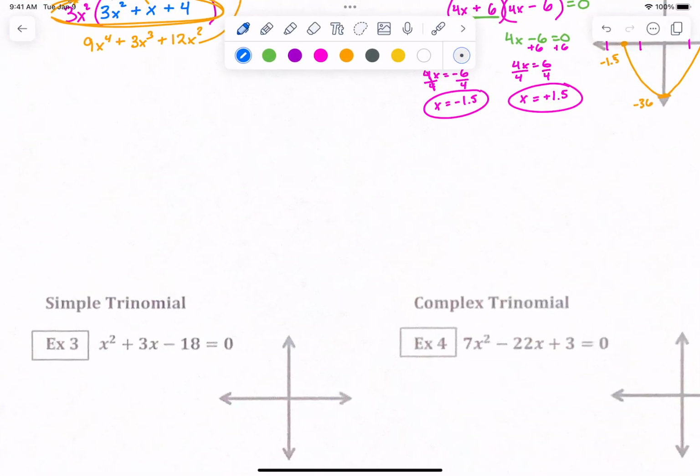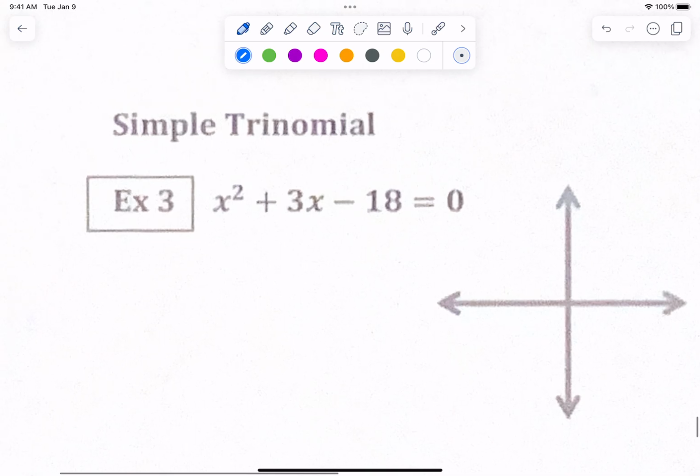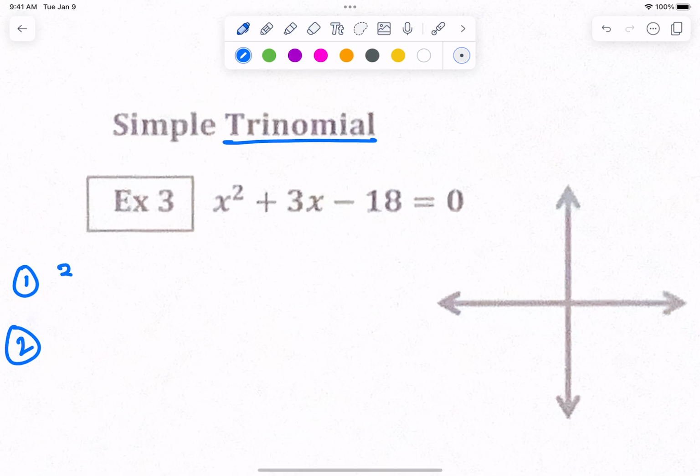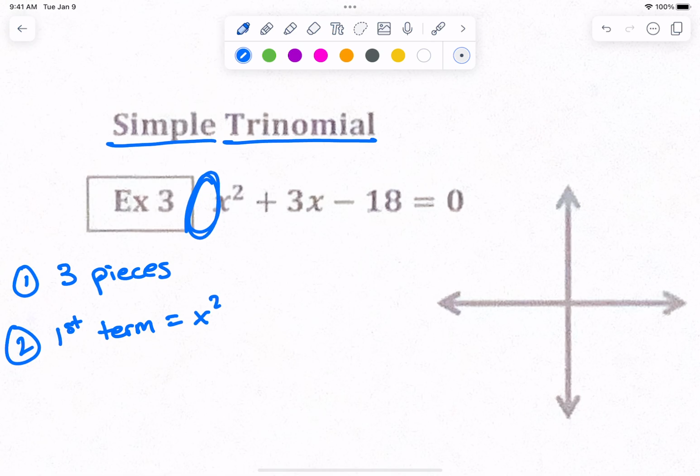The next category is something called a simple trinomial. Let's talk about how we know it's a simple trinomial. There are two things a simple trinomial must have. The word trinomial, let's start with that. What does tri mean? Three. A trinomial has 3 pieces. It is simple because the first term is just x squared. There's no number in front of it. A equals 1, in other words, not 0. The number in front of x squared is a 1. If there's no number, it's 1. So that's what makes it a simple trinomial.